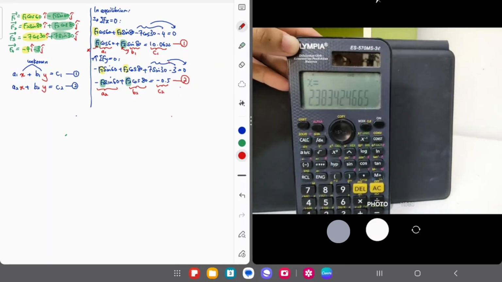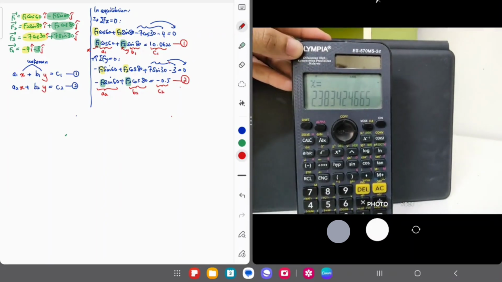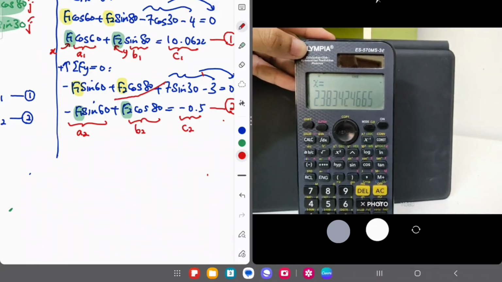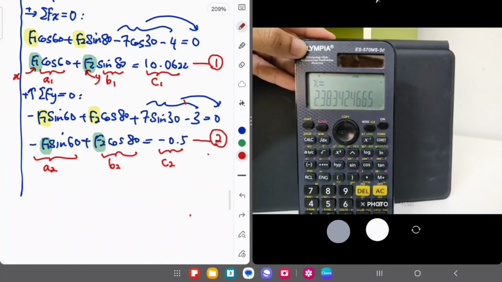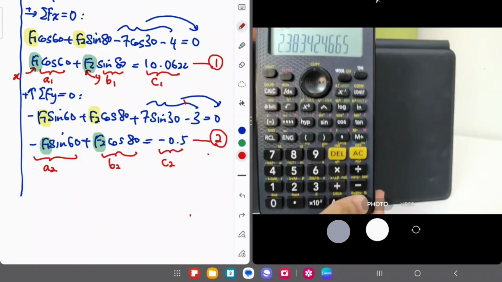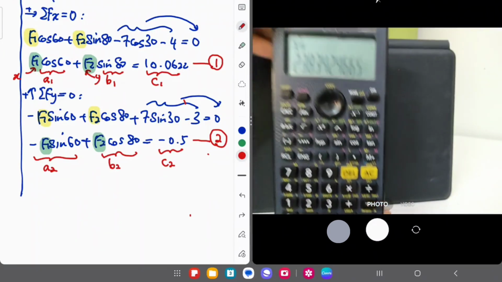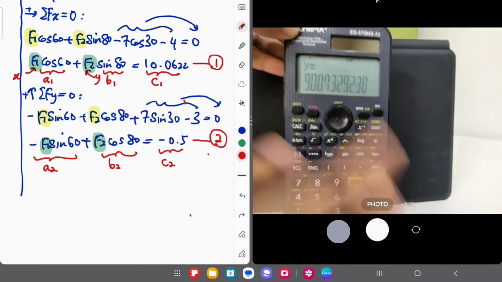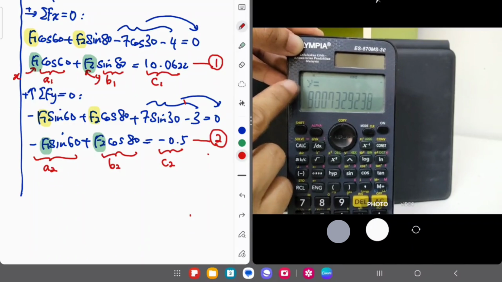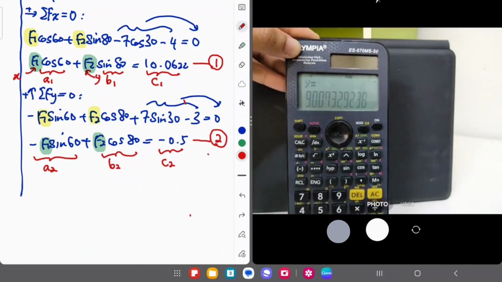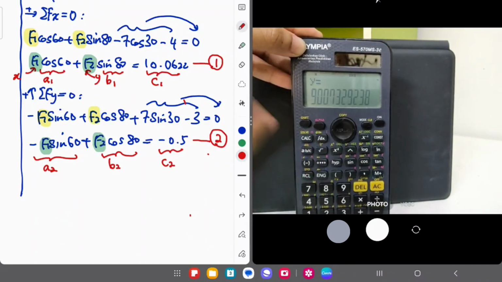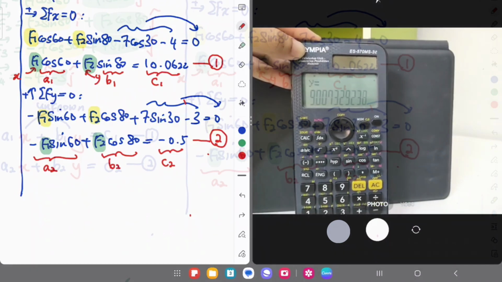Automatically, the calculator will give you the value of your x. Referring to our equation, your x is actually f1, which is 2.3834. You have to press the sum button again, and then it will give you the value of your y. Based on our equation, your second unknown is f2, which is 9.0073. Basically, that's how you use your scientific calculator to solve the simultaneous equation for you.